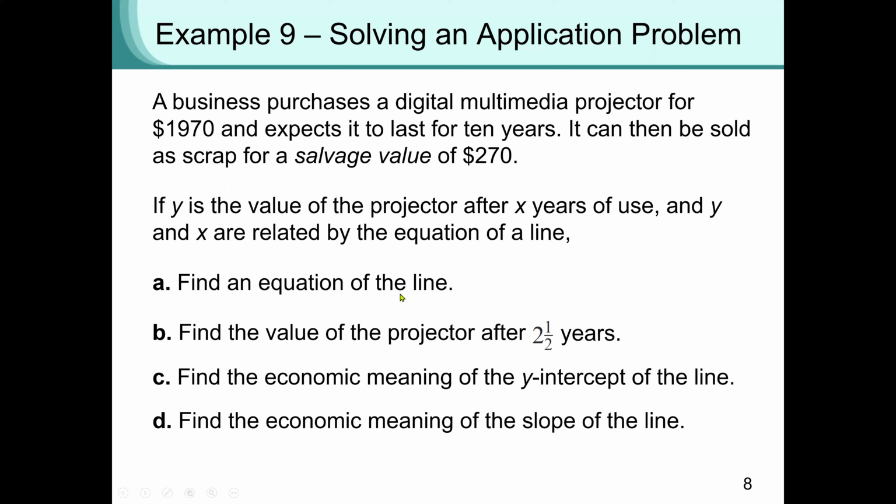Now, the first question says we should find an equation of the line. Then when we get the equation of the line, we're going to find the value of the projector after 2.5 years. Remember, X is our years. So we are going to substitute X with 2.5 years, and we can find the value after 2.5 years. Then find the economic meaning of the Y-intercept of the line. Y-intercept means when X equals 0. So that will be when we buy it brand new, and there's no years yet. The answer should be 1970. Also, find the economic meaning of the slope of the line.